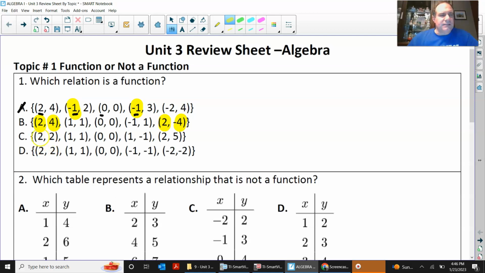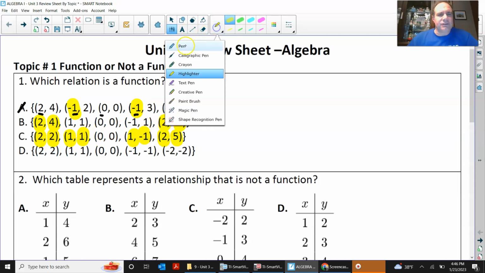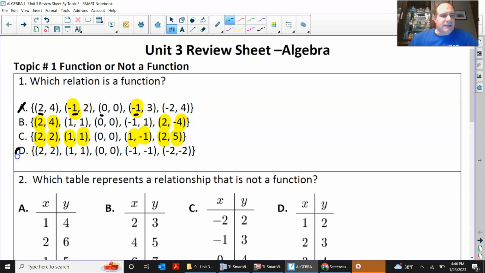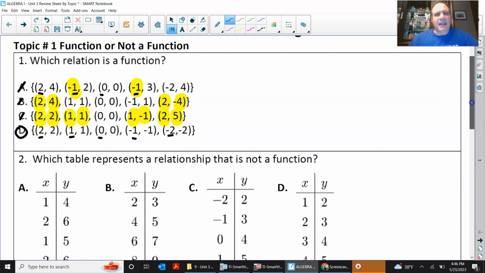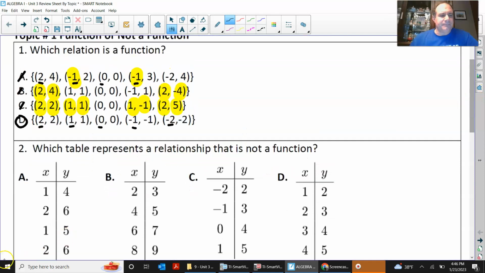So we look at C, and I see right away that 2 repeats going to 2 and 5, and 1 repeats going to 1 and -1. That is not a function, which means D is a function. The only one left, remember 2, 1, 0, -1 and -2, they don't repeat. Every x has its own y.